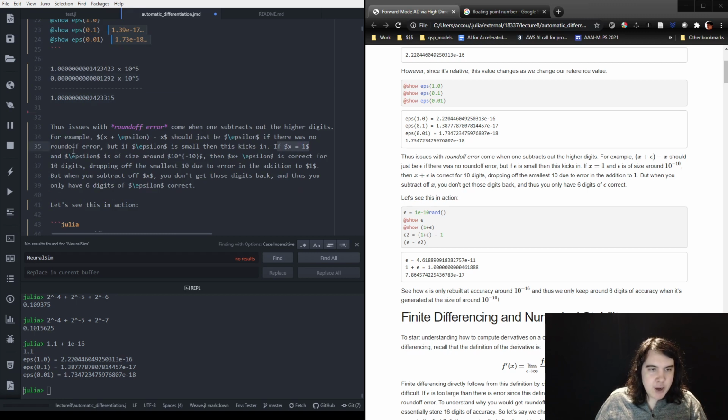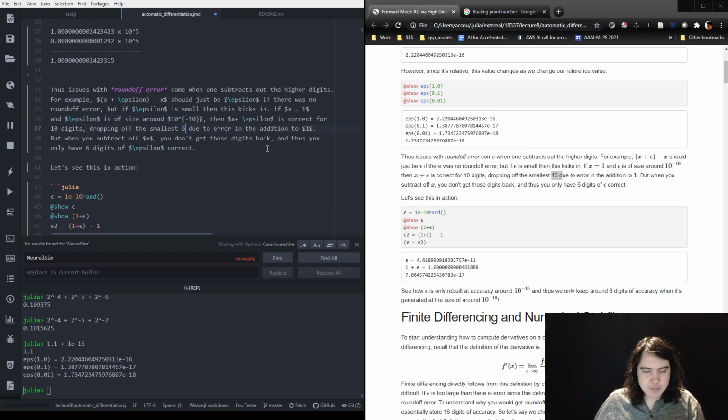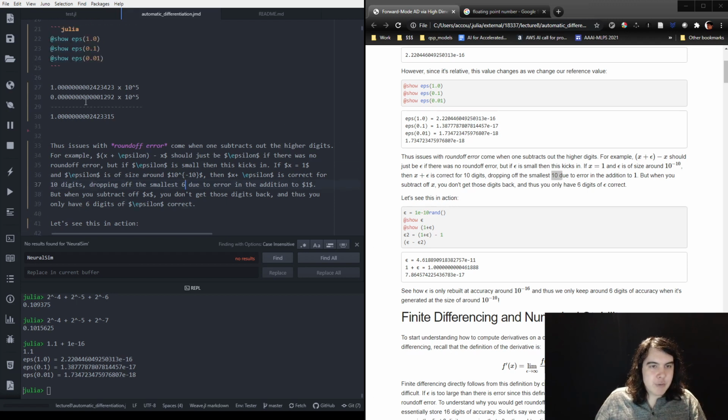So if x equals 1, let's let epsilon be relative size around 1e minus 10, right? So x plus epsilon will be correct to 10 digits, and it'll drop off the smallest 6 due to the addition. And then when you subtract off x, you will be subtracting off all of the front digits. They'll be the same, right? So everything up to the point where this second number starts will be correct. And so we'll be able to accurately subtract all that off, and we'll get epsilon back, except it'll be truncated at the spot it needed to truncate to make the exponents the same, right?